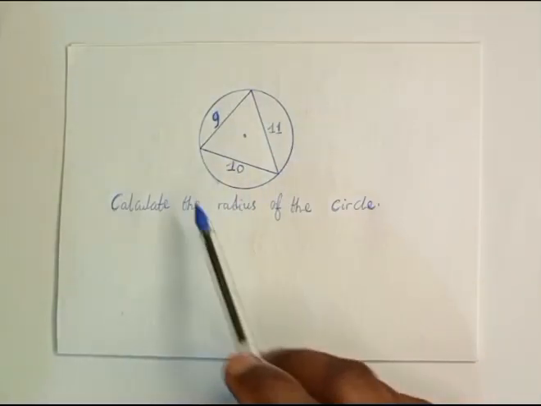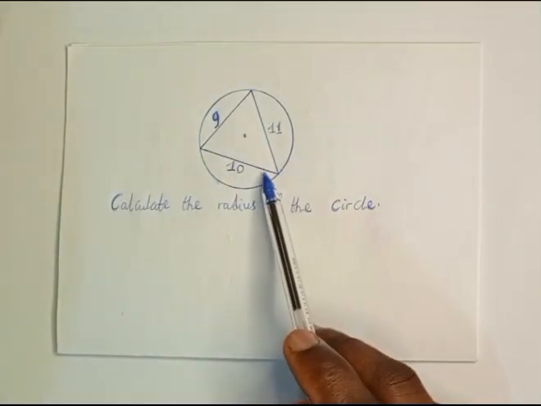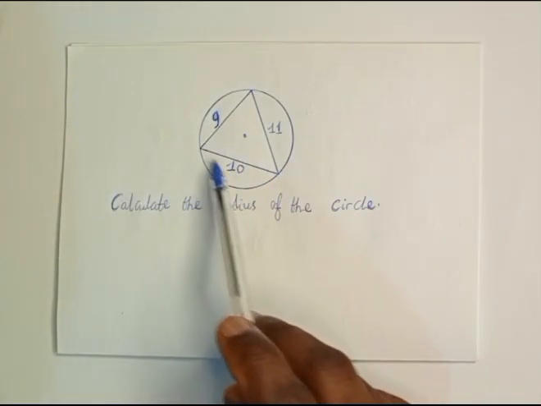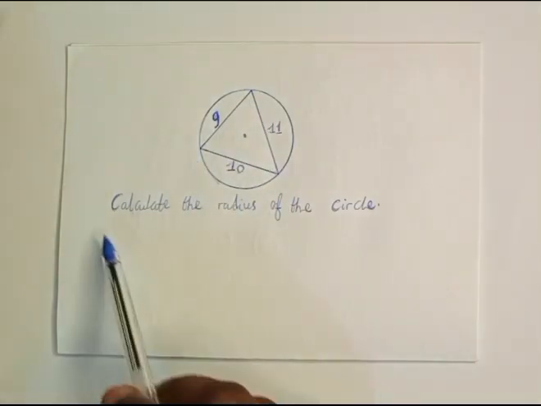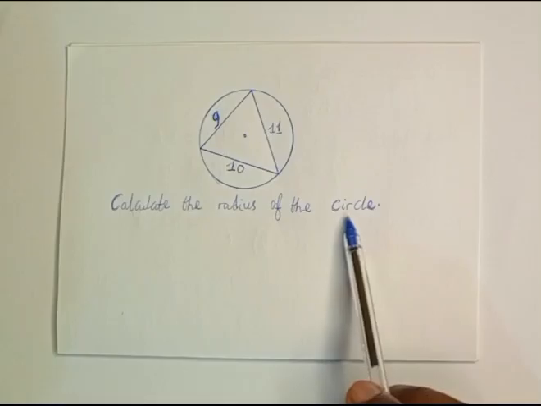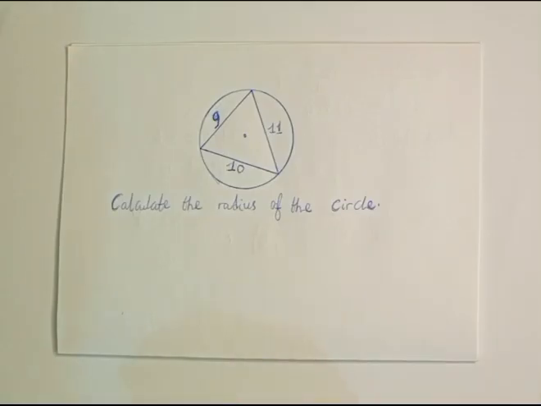We have a circle, and within the circle there is a triangle with its 3 sides given: 10, 11, 9. The question goes, calculate the radius of the circle. This is the center of the circle.